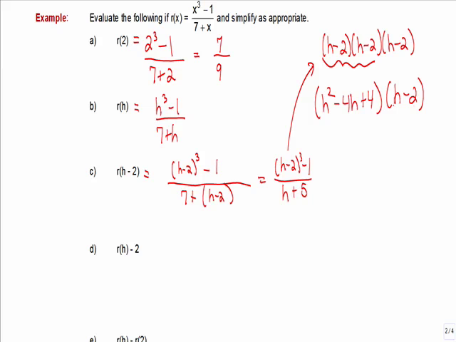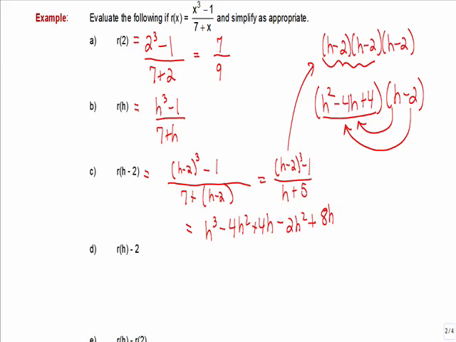And the way I now multiply this out is I take h, multiply it by everything, and minus 2 multiplied by everything. And if I did that, that would give me h cubed minus 4h squared plus 4h. So that's the h multiplied by everybody. And now the minus 2 would give me minus 2h squared plus 8h, because I'd have two negatives here, minus 8. So that's the cubing. Then I would subtract 1, and in the denominator I would have h plus 5. Which I then could neaten up.